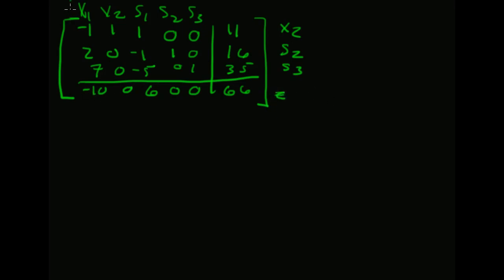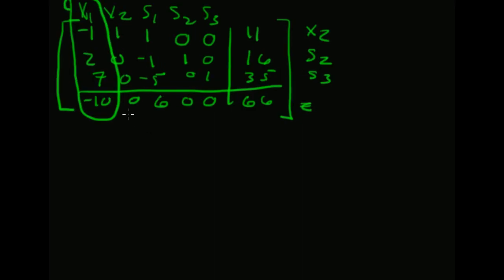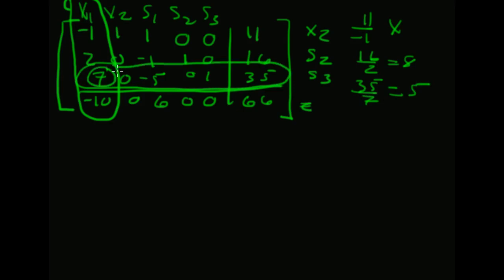Okay, so this is my most negative entry in the bottom row, that negative 10 there. So we play this game. We say 11 divided by negative 1, that's no good because it's negative. 16 divided by 2 is 8, right? And then 35 divided by 7 is 5, so this is the smallest non-negative value. So we're going to pivot on that 7.